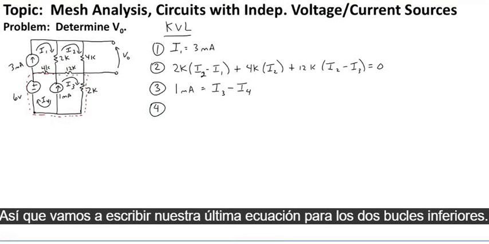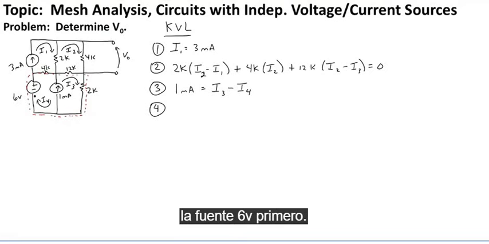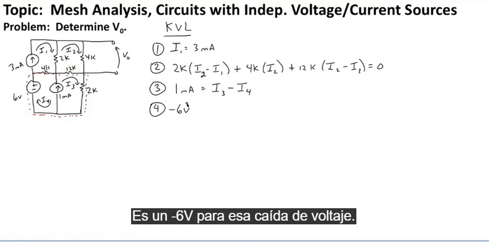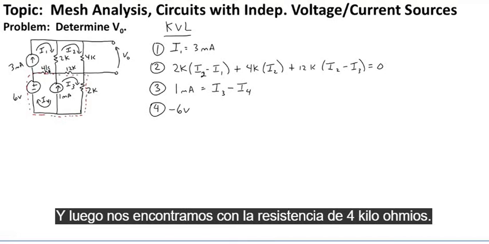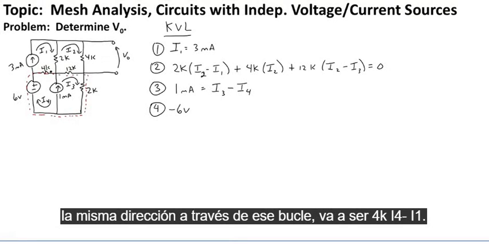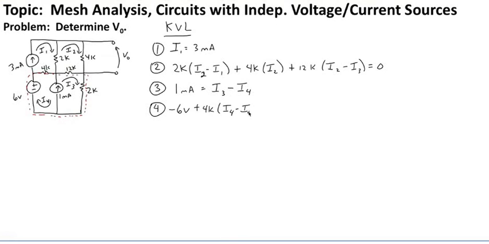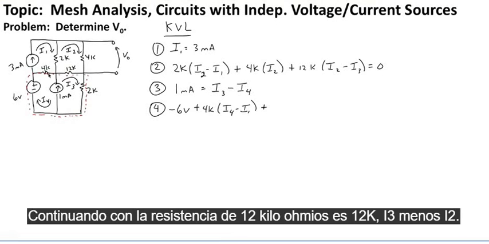So let's write our last equation for the lower 2 loops. Starting in the lower left-hand corner, we run into the negative polarity of the 6-volt source first. It's a minus 6 volts for that voltage drop. And then we encounter the 4 kilo ohm resistor. Since we're going in a clockwise fashion, I4 is also traveling the same direction through that loop. It's going to be 4K times I4 minus I1. Continuing to the 12 kilo ohm resistor, it's 12K times I3 minus I2.